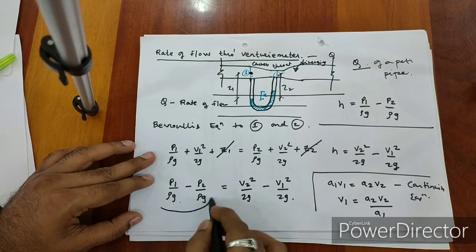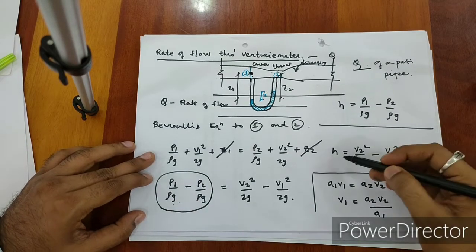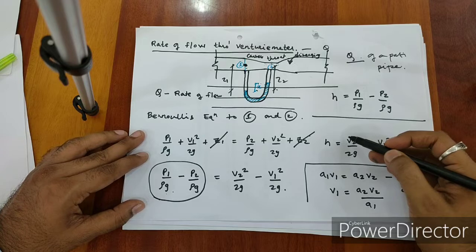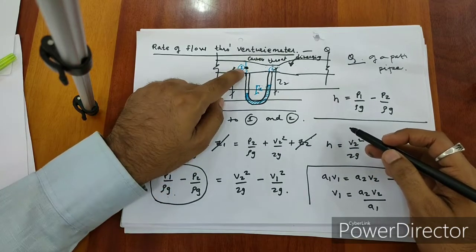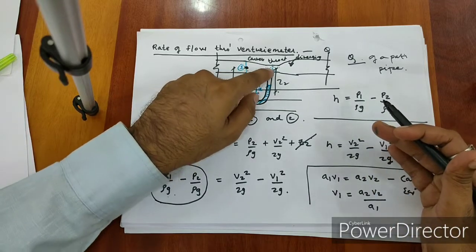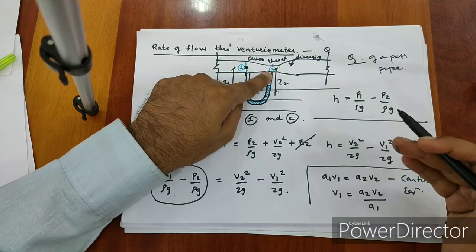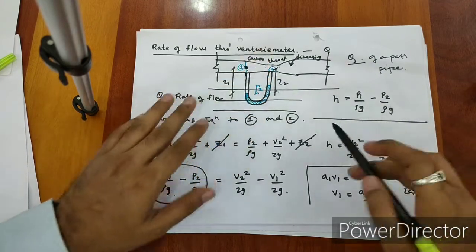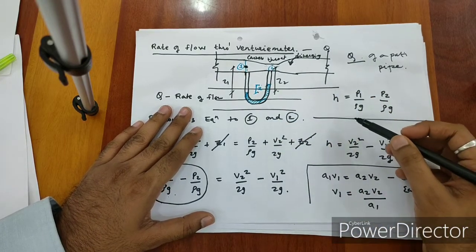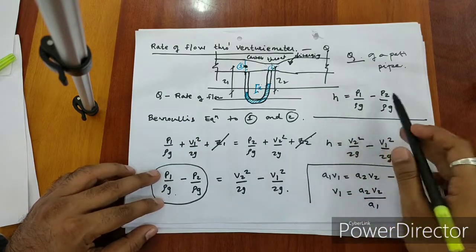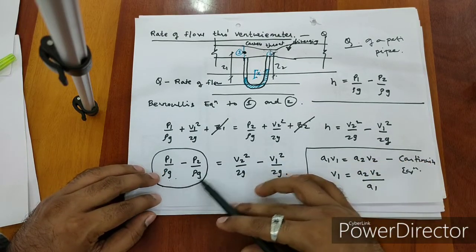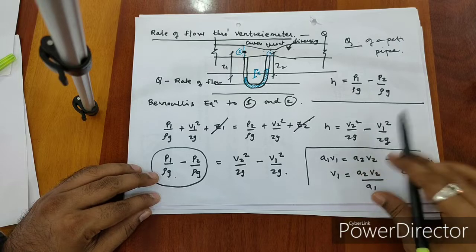Now this term we indicate by H. H is nothing but the difference of pressure head. When I ask you what the pressure head at 1 is, you will tell me P1 by rho g. And if I ask you what the pressure head at 2 is, you will tell me P2 by rho g. So P1 by rho g minus P2 by rho g gives the difference of pressure head, which is indicated by H. Now substituting H, we get H equal to V2 square by 2g minus V1 square by 2g.